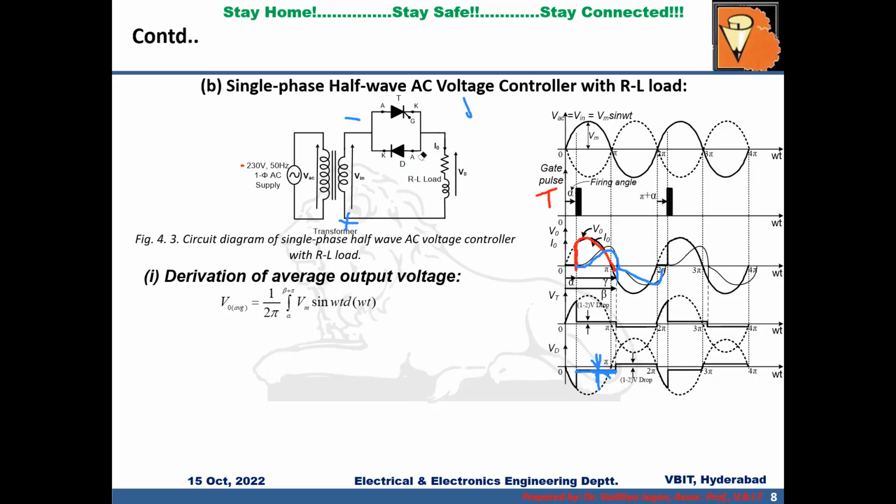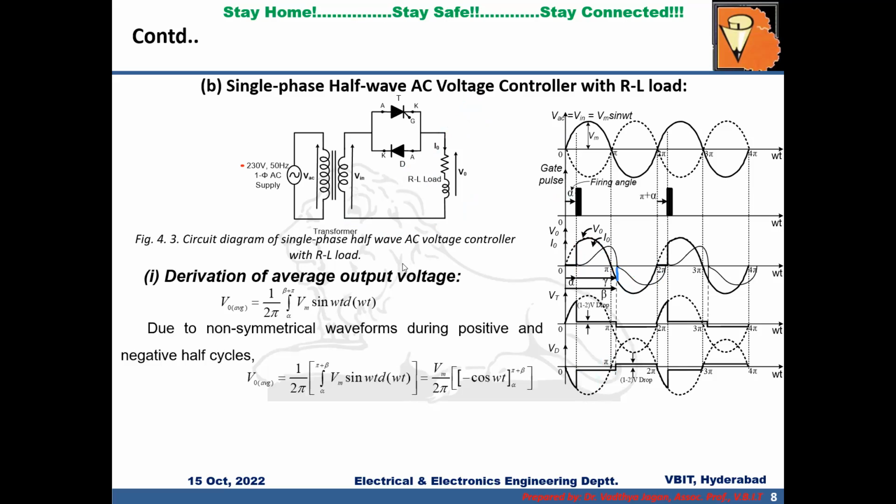So after having this waveform, we'll see the derivation of the average output voltage and RMS output voltage. Due to the non-symmetrical waveform, I can split from alpha to pi and pi to 2 pi. But I have taken the integration from alpha to pi plus alpha. Due to the presence of a large value of inductor in the load, I am getting continuous current. That is why you can see the output voltage waveform from alpha to pi plus beta, right? So alpha to pi plus beta, Vm sin omega t d omega t. You do the integration of sin omega t, which will be minus cos omega t, and the limits are alpha to pi plus beta.